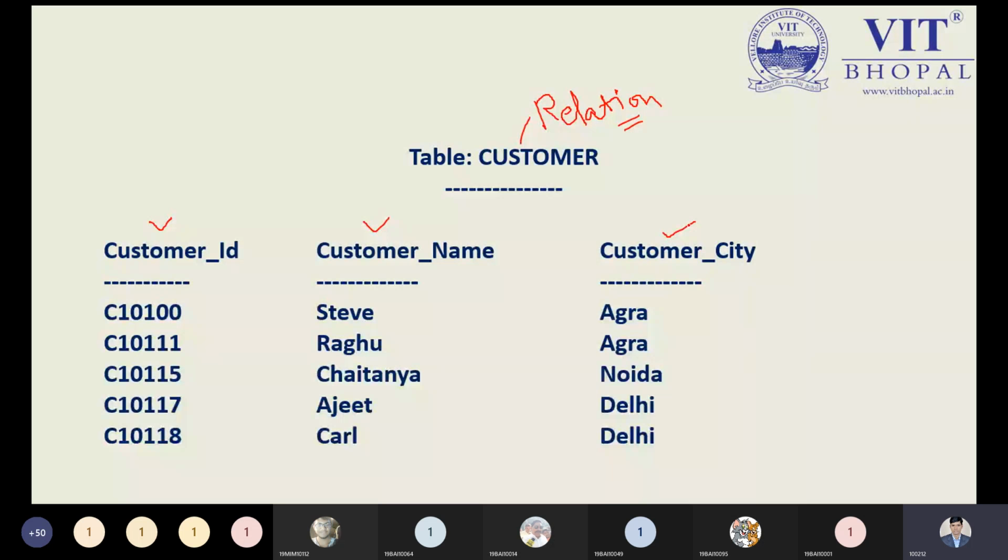So we have already discussed so many things over here. Customer names are Steve, Raghu, Chaitanya, Ajit, and Kar. Customer cities are Agra, Noida, Delhi, and Delhi. So here we have the total number of tuples, those are 5 tuples. Let me clear it to all once again: how many tuples do we have? We have a total of 5 tuples.